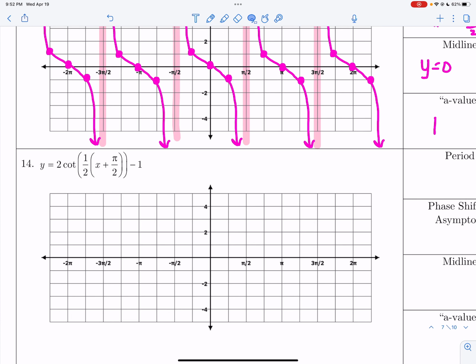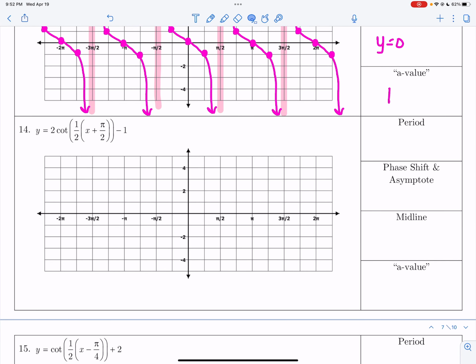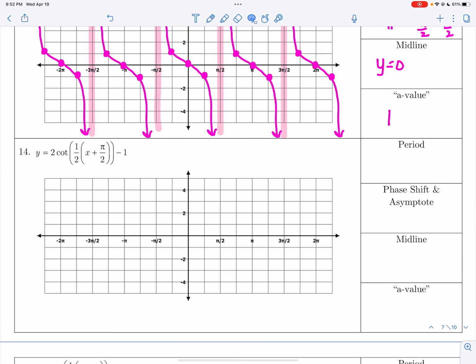Okay, 14 says 2 cotangent of 1/2 x plus pi over 2 minus 1. And I have a period of pi over 1/2 or 2 pi. And remember that my phase shift is left pi over 2. And then my asymptotes are in the form of pi over b, which is essentially the same thing as my period, or 2 pi. Which means that 3 pi over 2 would represent my starting point of my asymptote. Then I'm just going to subtract 2 pi. And then start graphing.